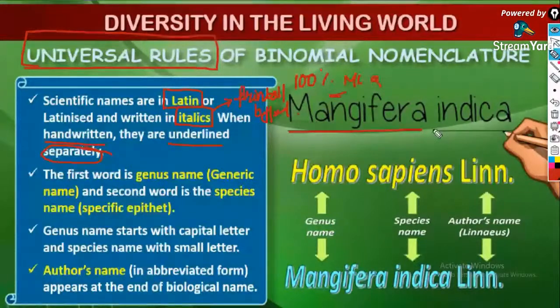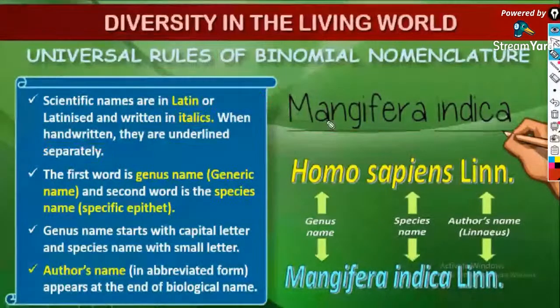So look at the screen. The binomial nomenclature or the binomial name consists of two terms, that is Mangifera and indica. Mangifera denotes the genus. Look, the first word denotes the genus name. The first word among the scientific term denotes the genus name or the generic name.